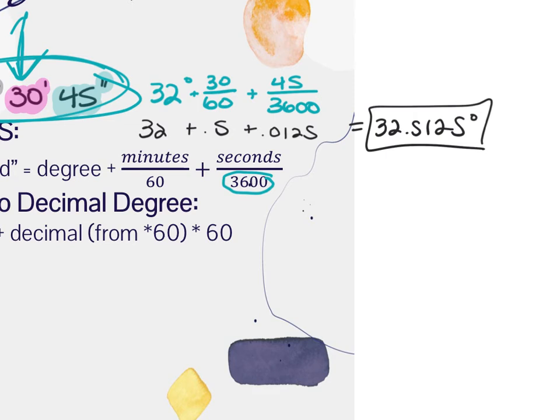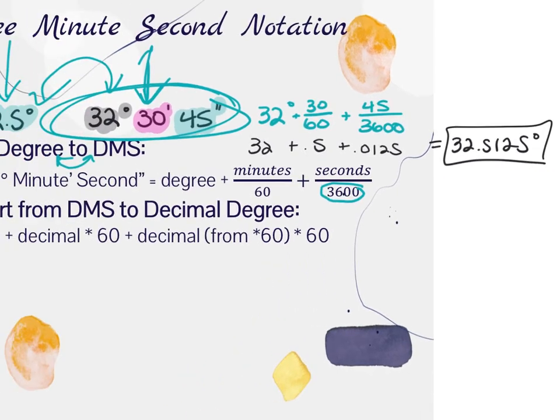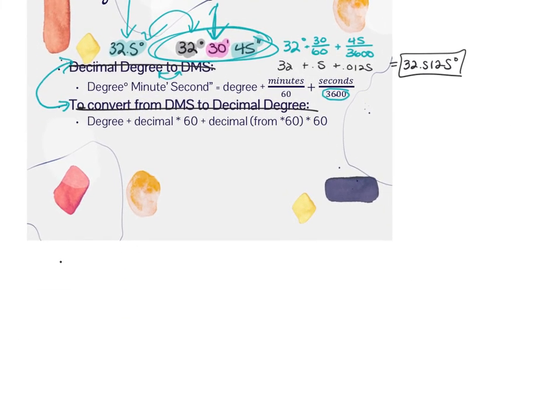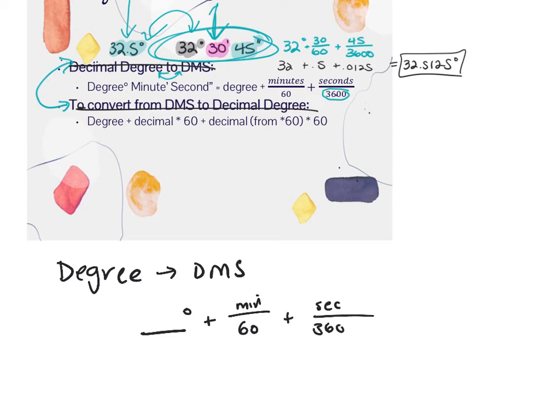And we take it from degree minute second notation into decimal degree. Okay, so degree minute second to decimal degree. Yeah, the reverse of what this says. This is switched. So if I go from DMS to degree, then I take the angle, whatever it is, plus the minutes over 60 plus the seconds over 3,600. And then I just add them all together.